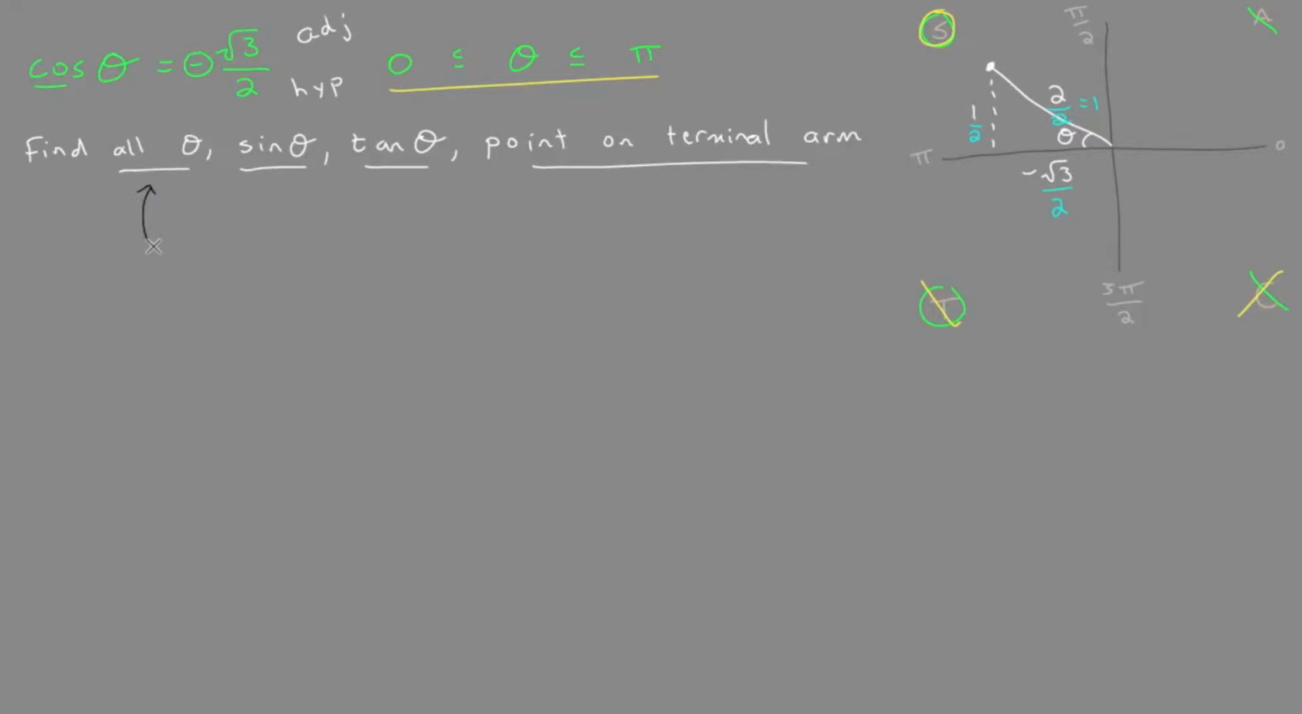To find the angle theta, we just use our knowledge of special triangles. 30, 60, 90. Where does the 30 and the 60 have to go in this right angle triangle? 30, the smallest angle, goes opposite the smallest side length, which is 1. Therefore, theta equals pi over 6 radians, which is 30 degrees.